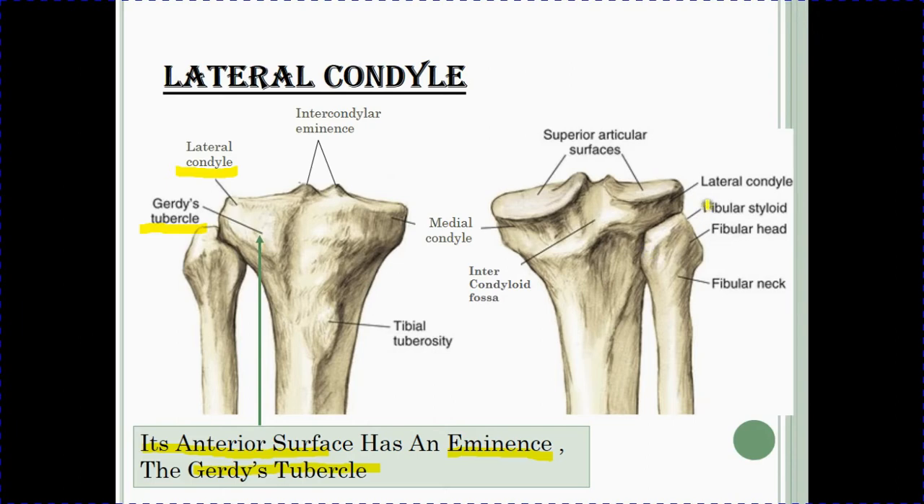When you look at the posterior inferior part of the lateral condyle, it has a flat facet for articulation with the head of the fibula, as was discussed in the previous slide. So you can see clearly the posterior view of the lateral condyle and the articulation of the head of the fibula and the lateral condyle of the tibia to form the superior tibio-fibular joint.